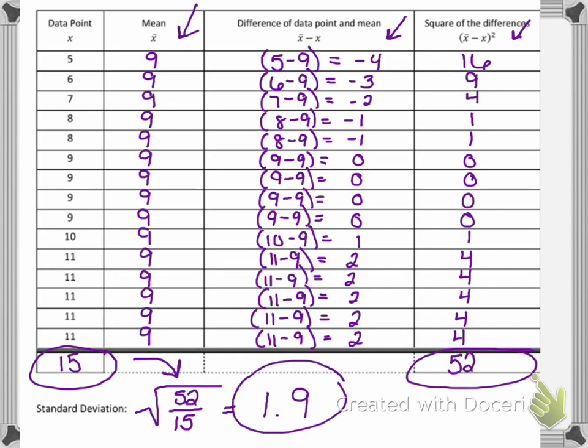That's very small in comparison to that first example we saw. So that tells me that all of my points are very close to the mean, and that makes sense. The lowest I have is 5 and the highest I have is 9. That's very close to 9. That makes sense that I would have a low standard deviation.